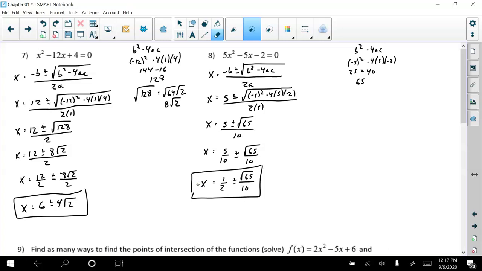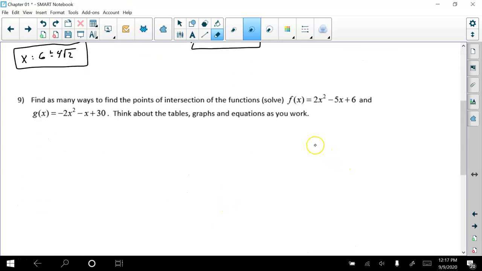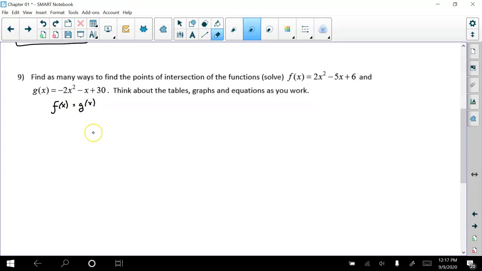Problem number 9. It says find as many ways to find the point of intersection of the two functions. What we're doing is we're finding out when these are going to be equal. Now, we're going to solve it algebraically, and then I can show you the graph and the table to help us solve as well. So we want to find out when they're going to be equal. So really what we're looking for is when f of x equals g of x. We're going to set the two equations equal because everything's going to be the same.